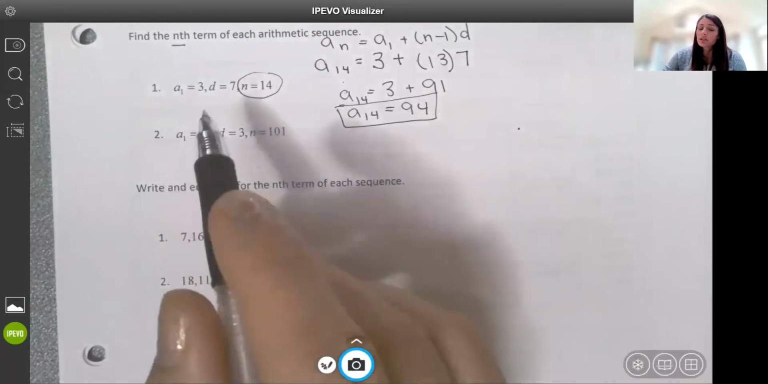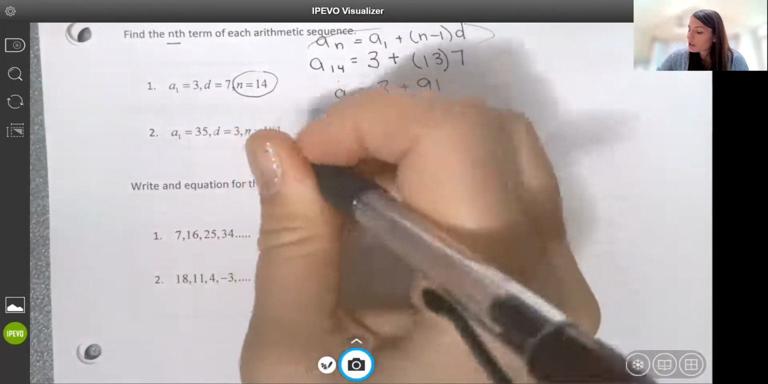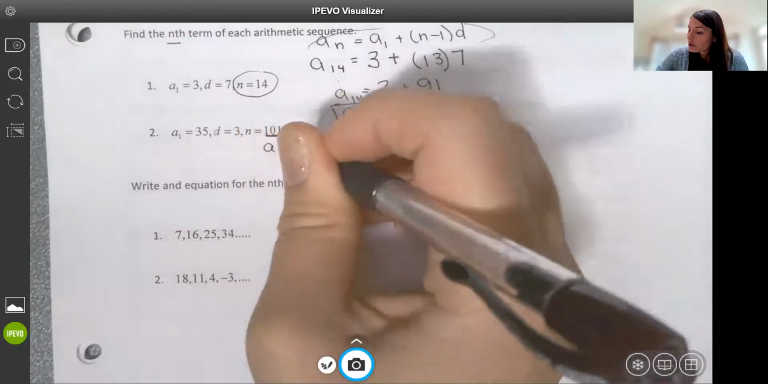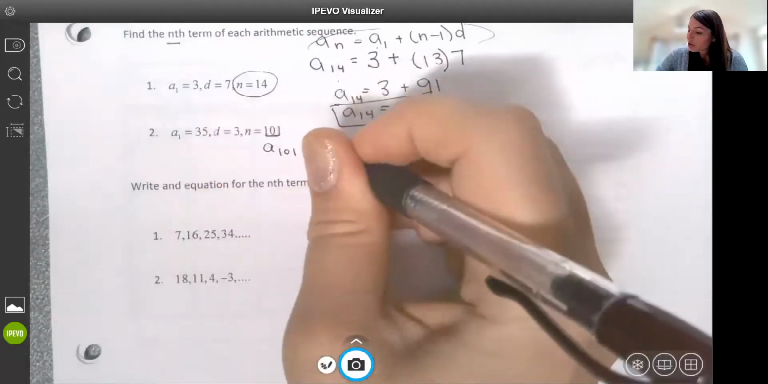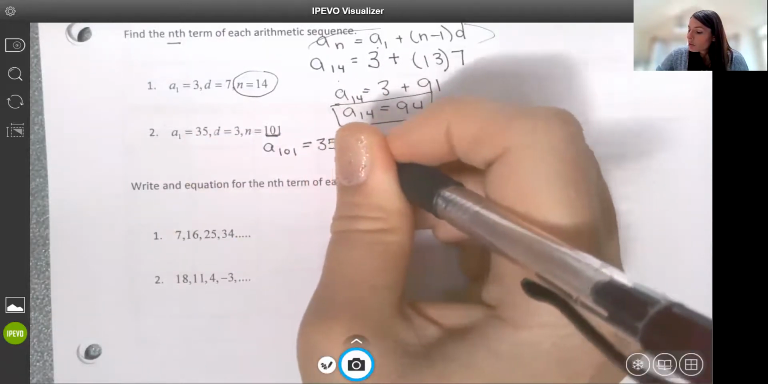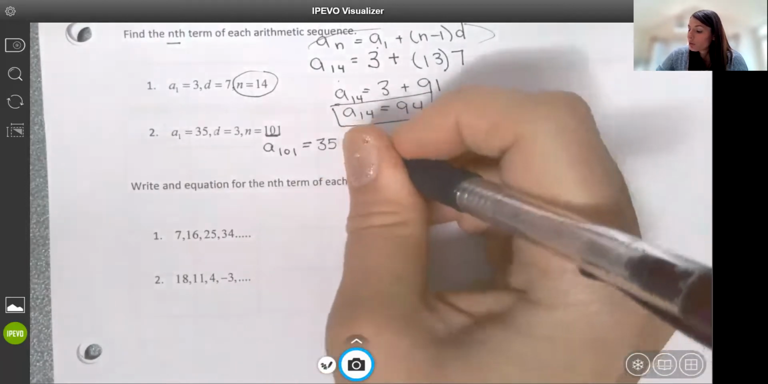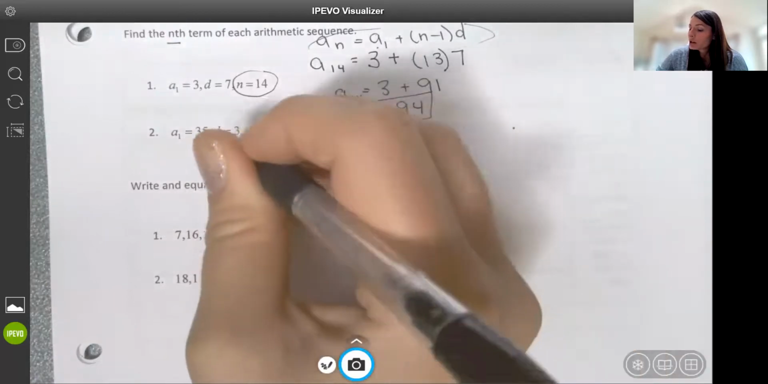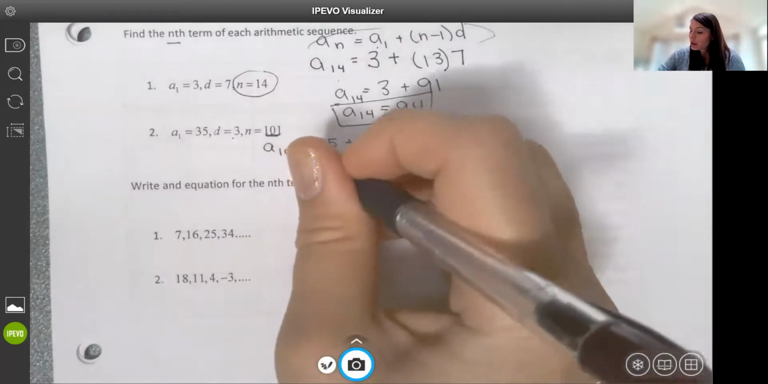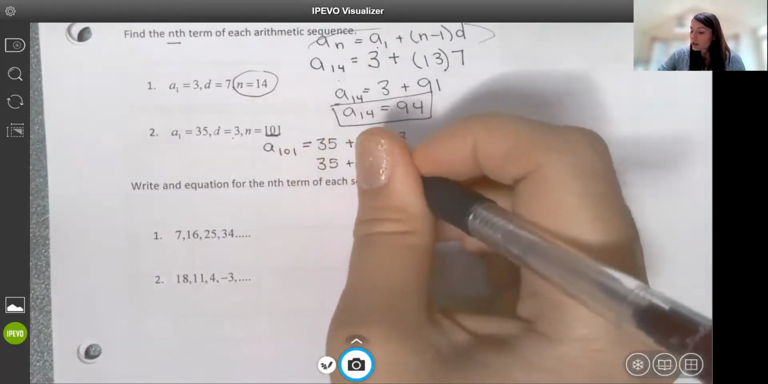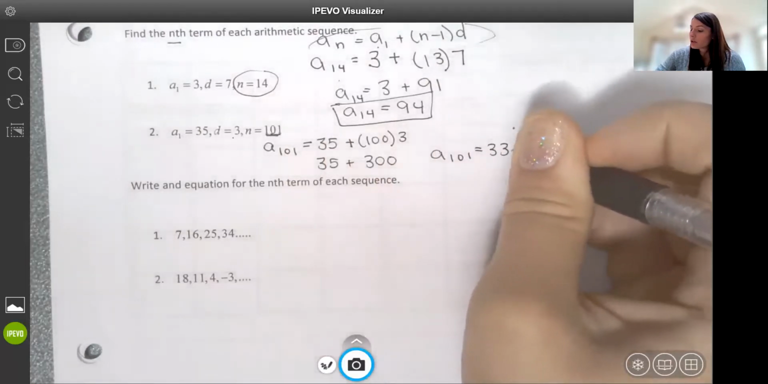So for our second example, again, here's our general formula. N is 101. So I'm going to say A sub 101 is going to equal my first term, which it tells me is 35, plus n minus 1. So 101 minus 1 would be 100 times my difference, which is 3. So I have 35 plus 300. A sub 101 is 335.